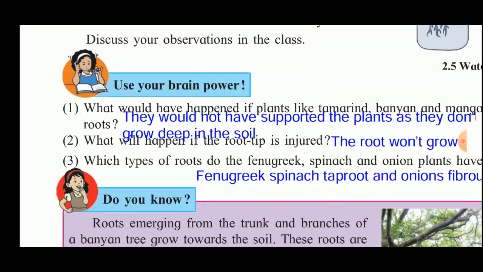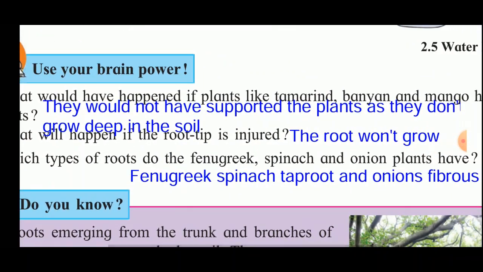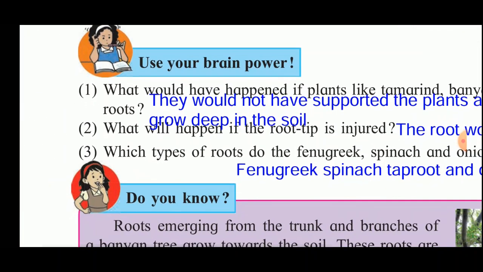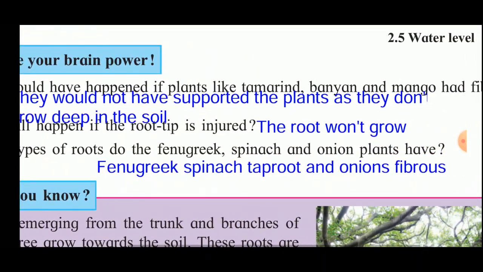Now what will happen if the root tip is injured? If the root tip is injured, the root won't grow from it, because the root tip is the one from where the growth of the root takes place. Now, which types of roots do the fenugreek, spinach and onion plant have? Fenugreek means methi, spinach means palak. Spinach and fenugreek have tap roots, and onions have fibrous roots.